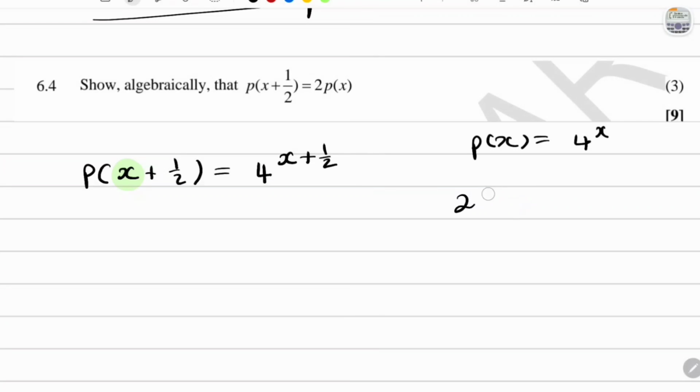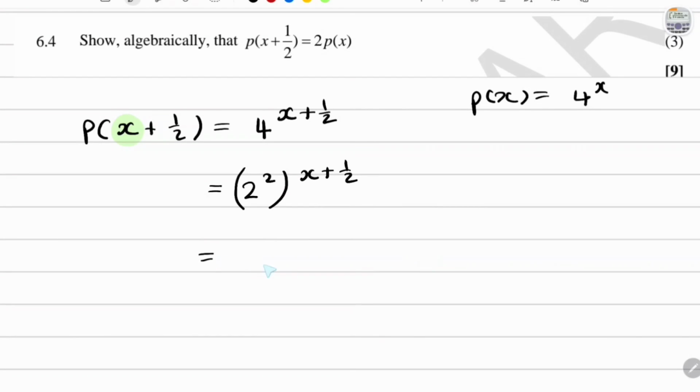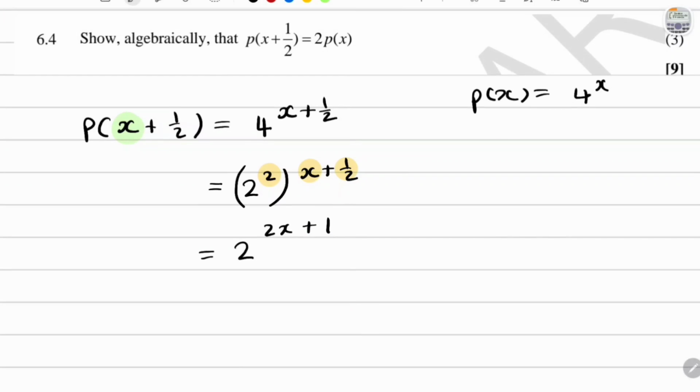4 is 2 squared. So I'm going to rewrite that 4 like that. So 4 is 2 to the power of 2, but that's just the 4. I still have the x plus a half, so I need to apply that by putting brackets and saying it's x plus a half outside the bracket, since this is our 4 inside the bracket. Okay, so this is equal to, and now when you have something raised to an exponent raised to another exponent, what's actually happening is your exponents get multiplied. So now 2 needs to multiply to that x plus a half. So that is 2 to the power of 2x, and 2 times a half will give you 1. So that becomes plus 1.